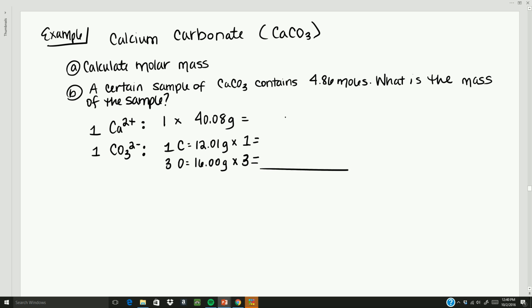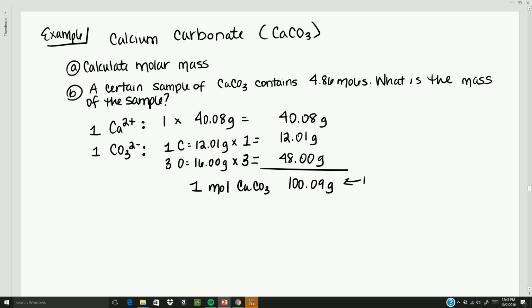So 1 calcium ion is 40.08 grams. 1 carbon, 12.01 grams. And 3 oxygen is 48.00 grams. Okay. So now we're going to add this all up. So 1 mole of calcium carbonate has a mass of 100.09 grams. Okay. So now we have our molar mass.